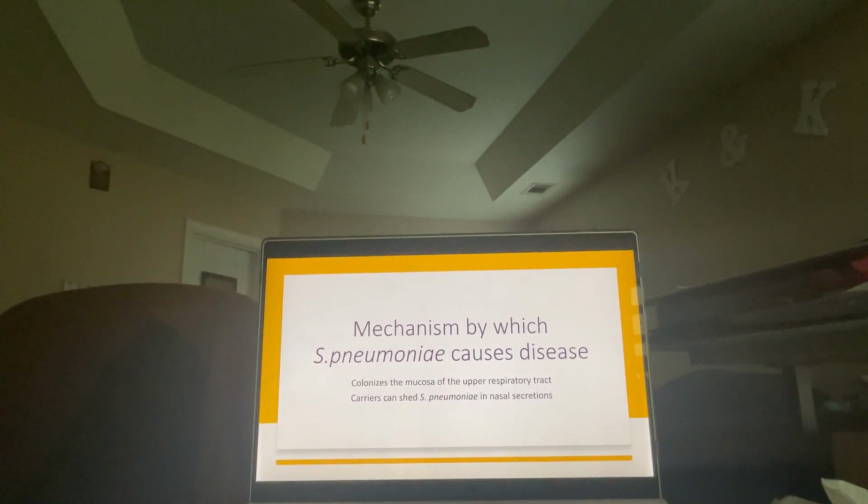The mechanism by which Streptococcus pneumoniae causes disease is that it colonizes the mucosa of the upper respiratory tract, and carriers can shed the Streptococcus pneumoniae in nasal secretions.